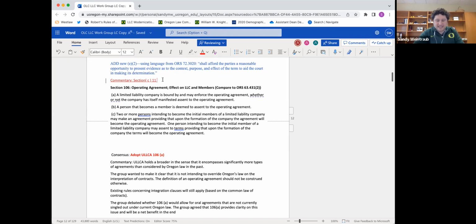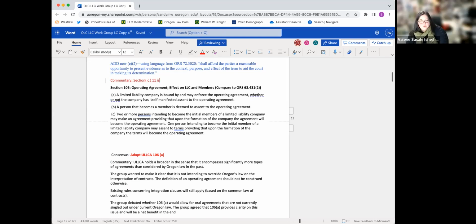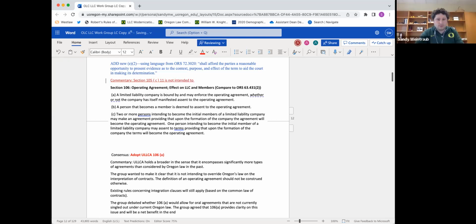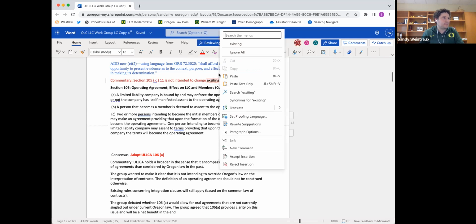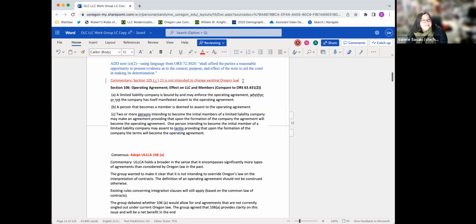So section 311 is not intended. No, 105. Right. Yeah, 105 C11. To change existing Oregon law. Thank you. I spelled existing wrong. I did. It's hard to type with an audience. I'm getting used to it. All right.